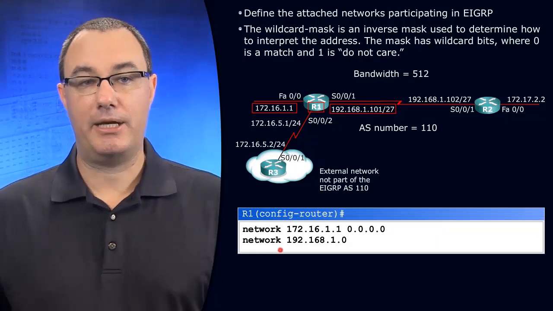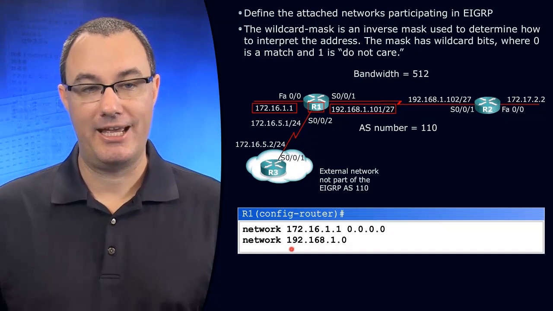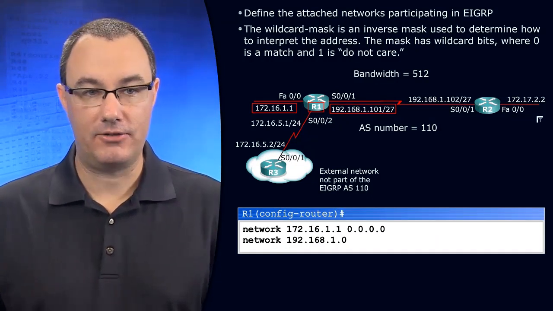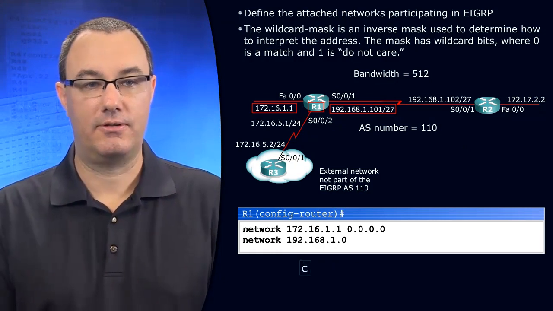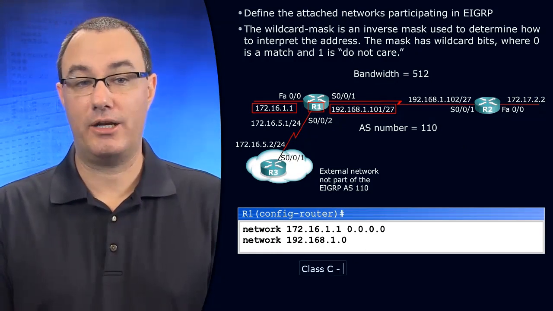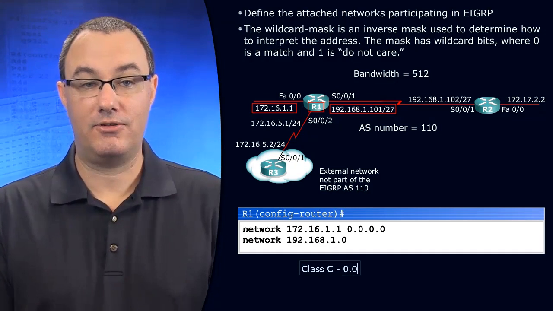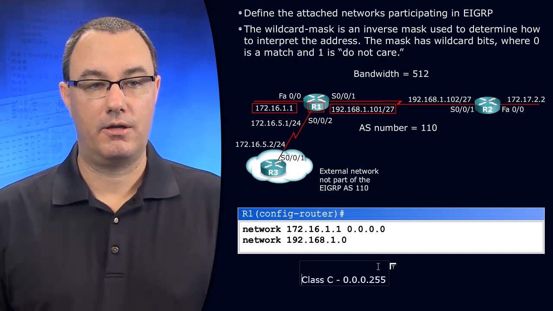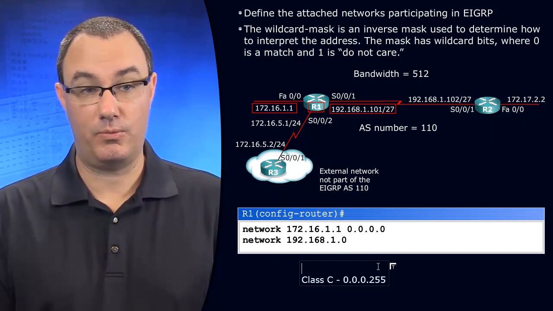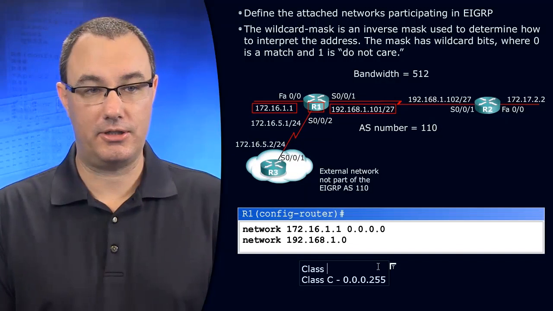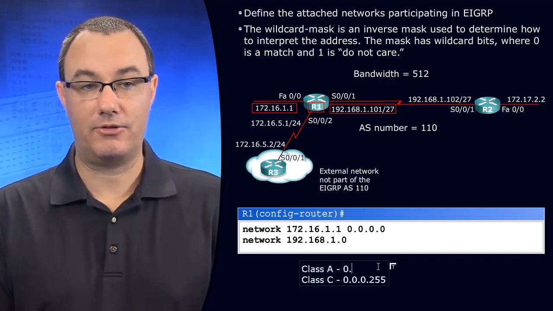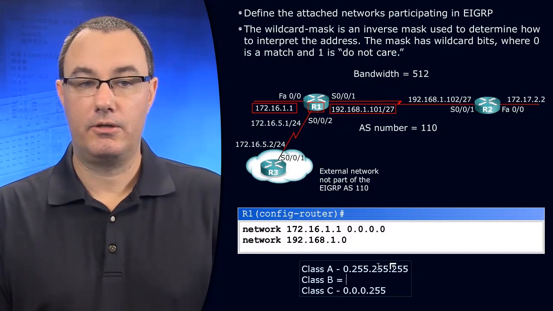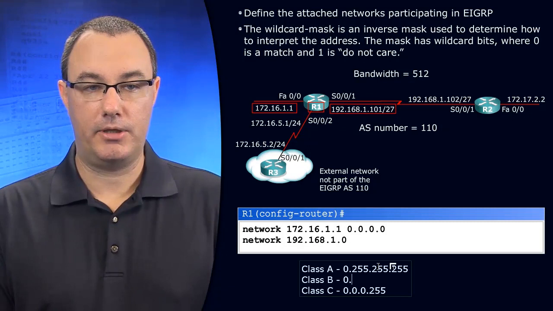Here we've got the network command that has no wildcard mask. That means, look at what class of address it is. That is a class C address. And the class C address will get a wildcard mask that is the inverse of the subnet mask. So if you had a class A, and we don't have a class A in this topology, it looks like, but the class A wildcard mask would be sort of the opposite. And class B would be the middle ground, okay?